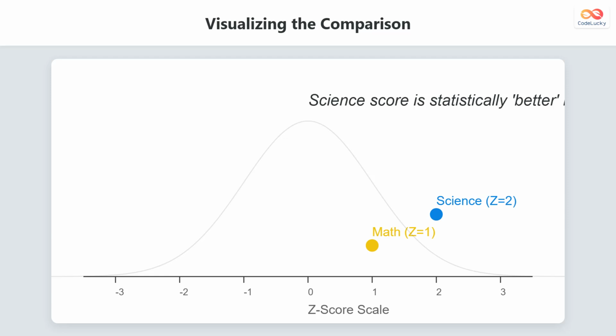By converting both to z-scores, we see the truth. The math score had a z-score of 1. The science score, even though it was only 5 points higher in raw numbers, had a z-score of 2 because the standard deviation was smaller. Statistically, the science score is much more impressive relative to the class.